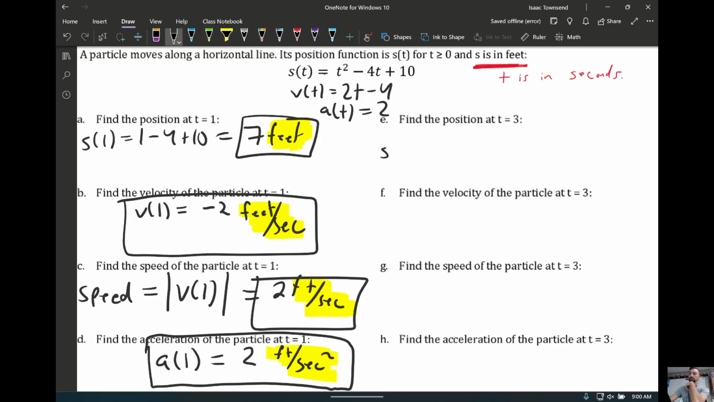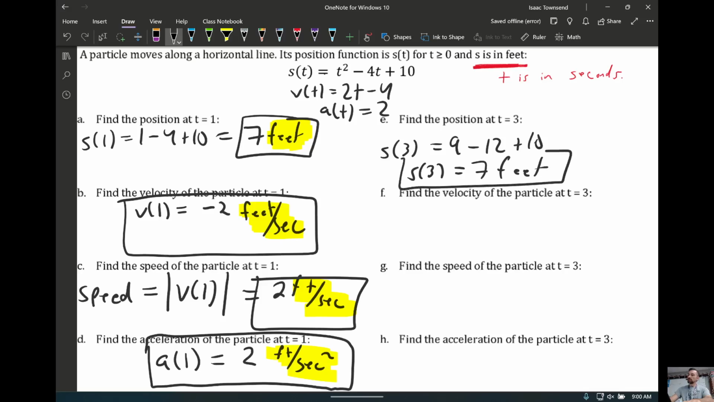Then if you want to know the position at 3, you're just going to plug 3 into the position equation. I'm doing the same things now, I'm just plugging in a different number. So it looks like at 1 second he was at 7 feet, but also at 3 seconds he was at 7 feet. You want to know the velocity at 3 seconds, you need to plug 3 into the velocity and you get 2 feet per second.